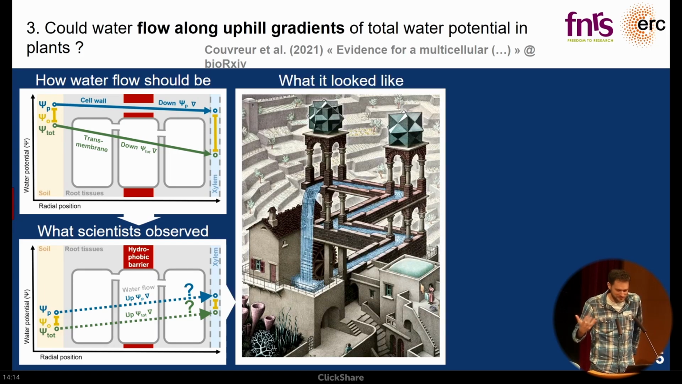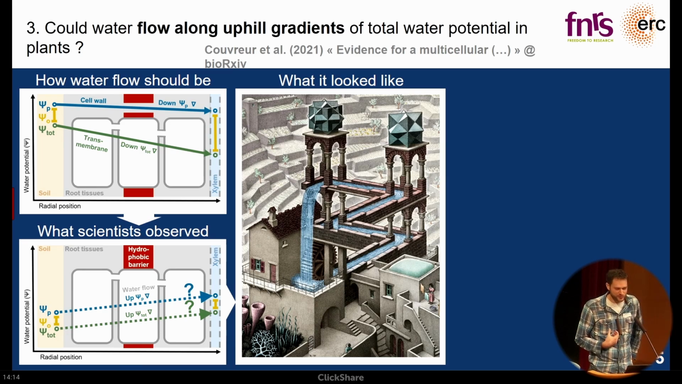And it really looks like, yeah, maybe the plants completely ignore the laws of physics. And of course, there should be a rational explanation for that. And we also tried to explain it with some modeling.